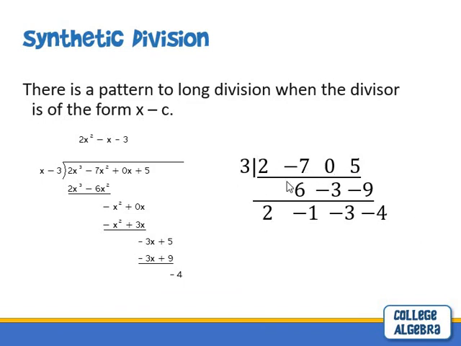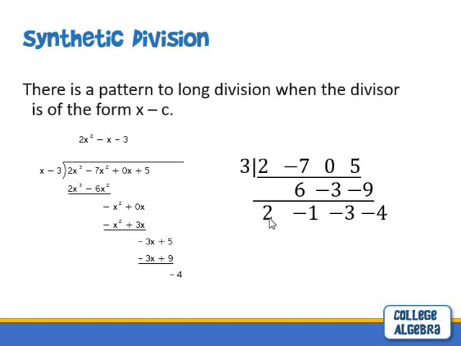And the way synthetic division works, it's easiest to say by example. You drop the first number down. I drop the 2 down, and then I do 2 times 3 is 6, and then I add the columns. So negative 7 plus 6 is negative 1. Then I multiply times the 3. Negative 1 times 3 is negative 3. Then I add the columns. So when you're on the bottom row, you multiply by the number out here, and then you add the columns.